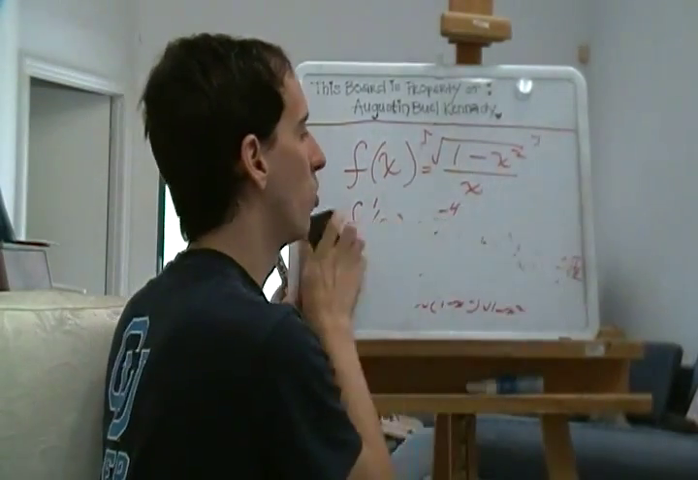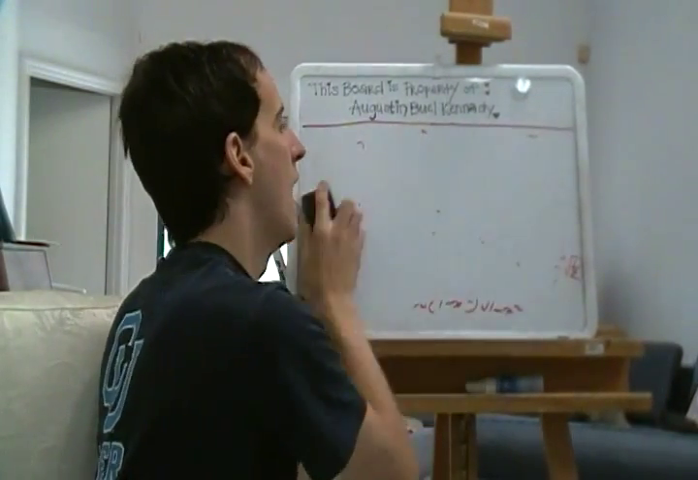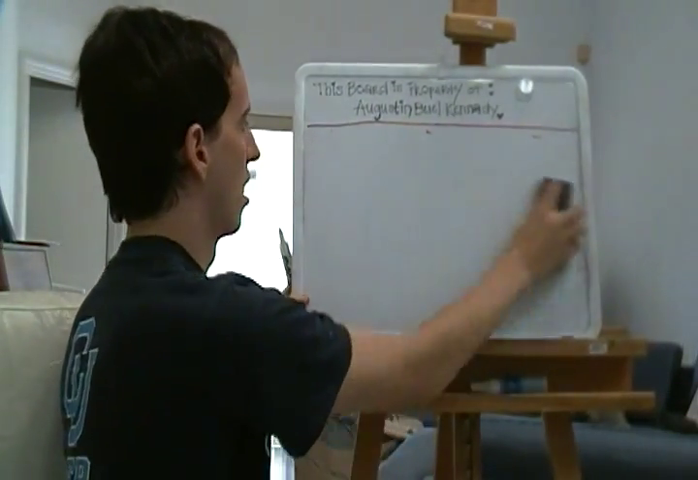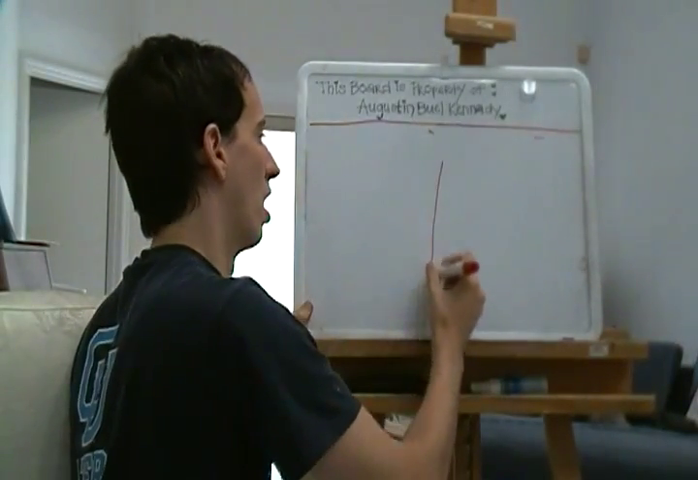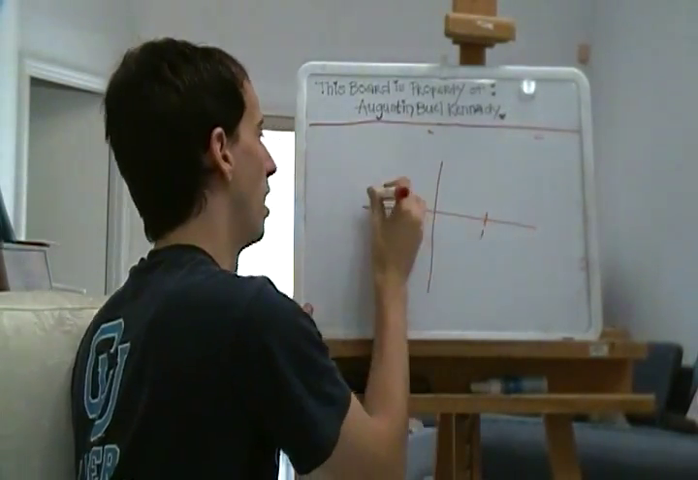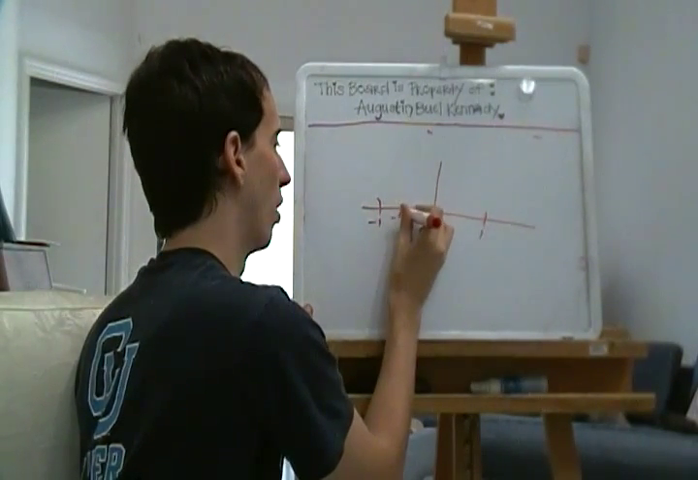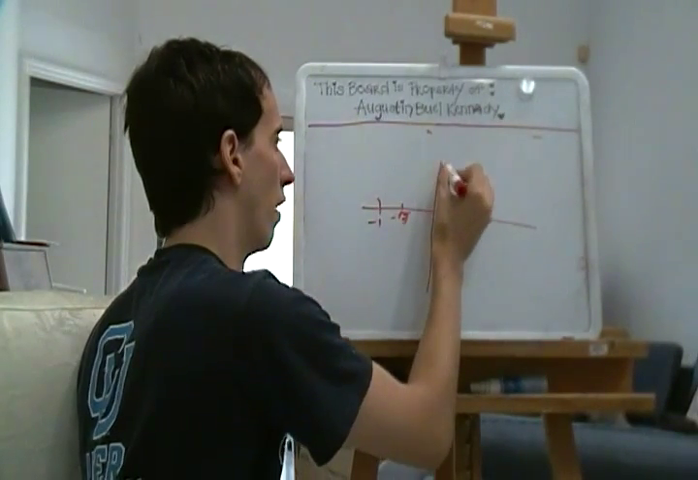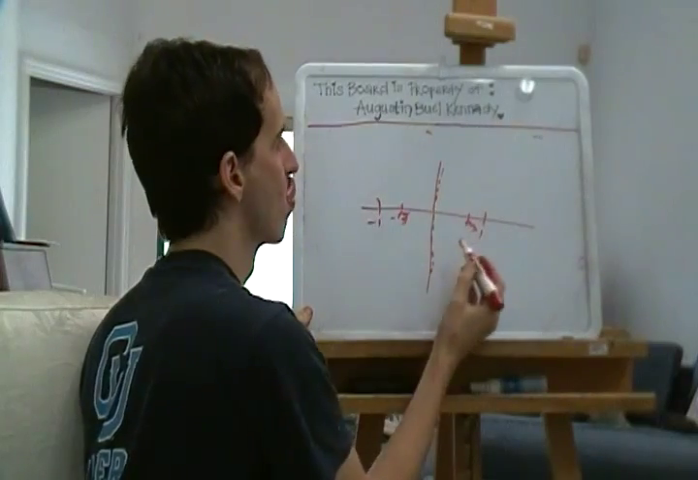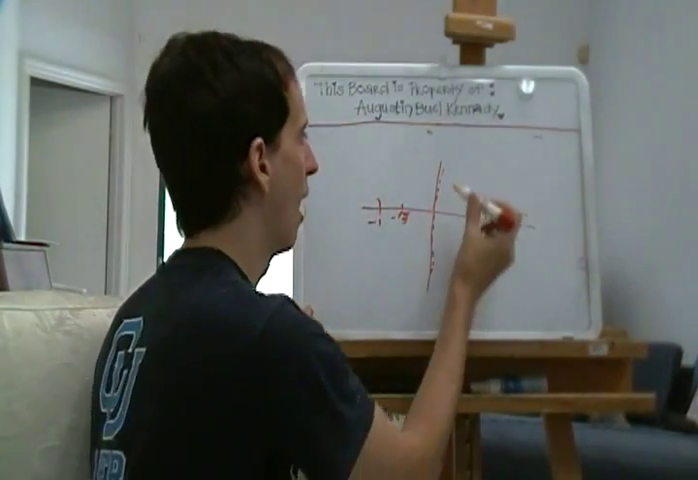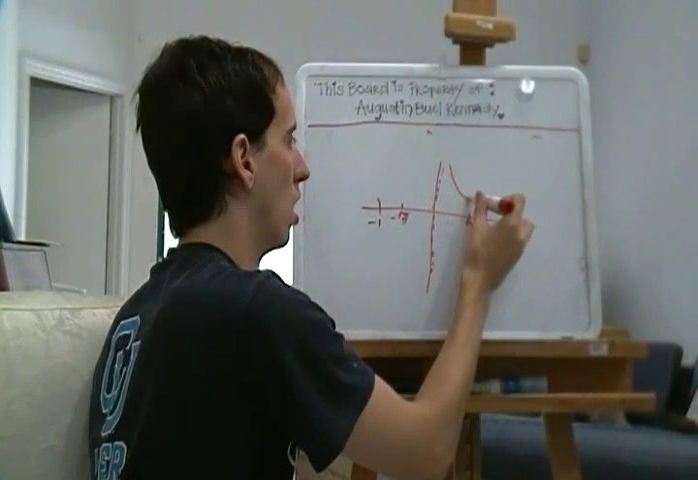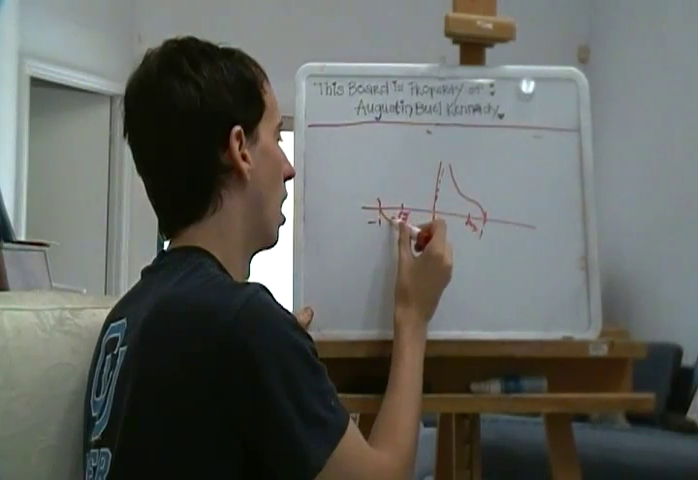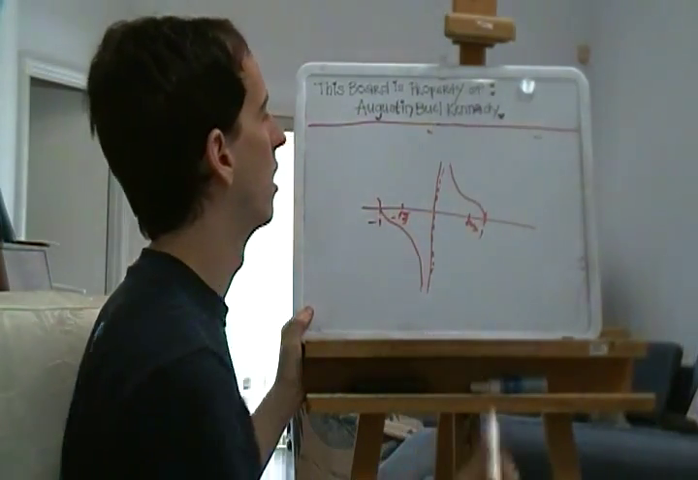So, with all of that information, we can draw the curve, and hopefully you ended up getting something that looked kind of, sort of like this. 1, -1, negative square root of 2/3, square root of 2/3, a vertical asymptote at 0, and we have that, like that.